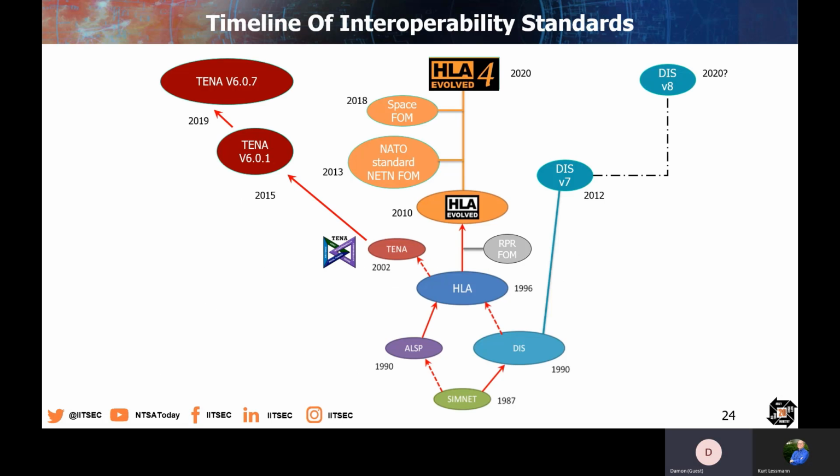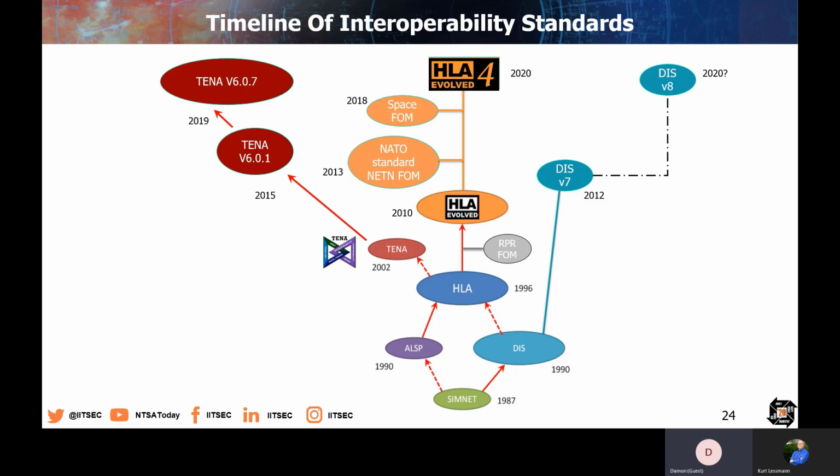Let's take a look at a timeline of interoperability standards, looking back at the bottom of the page, all the way back into the 1980s, early 1990s, when the first U.S. Army systems came together, branched off into DIS and ALSP, which then kind of merged back together to form HLA in 1996, where lessons learned were applied and put together in a publish subscribe architecture.